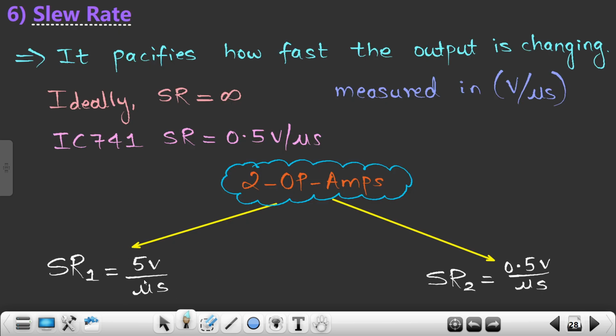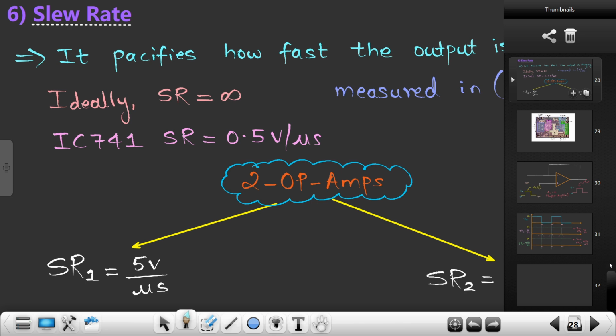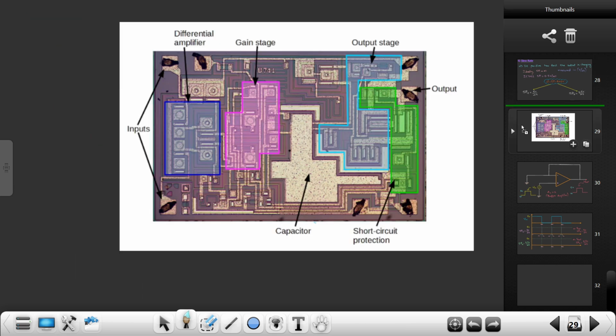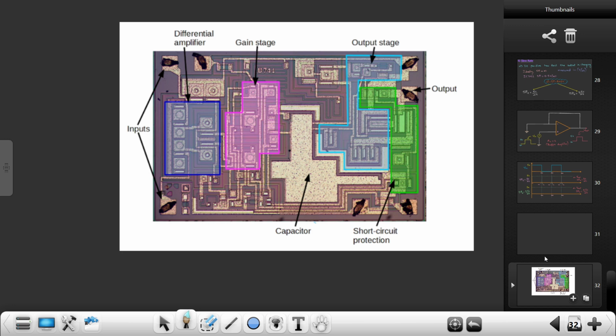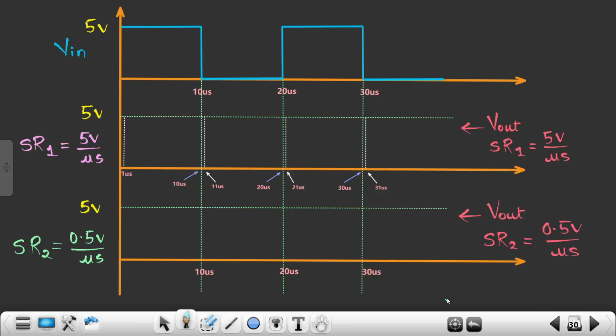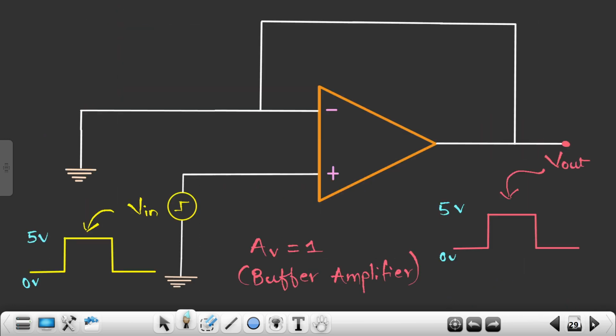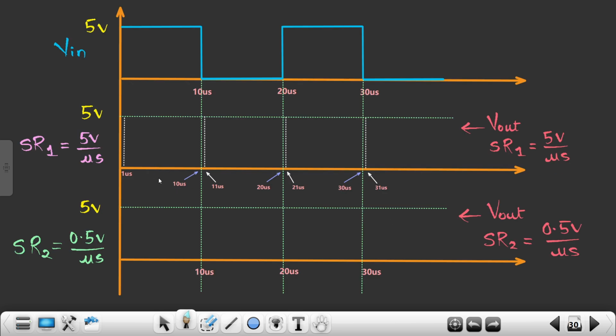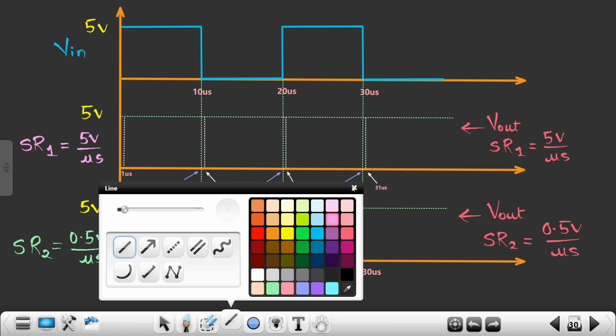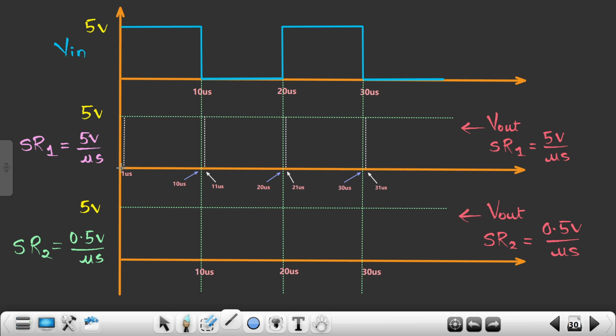Let's assume it has a slew rate of 5 volts per microsecond, and this particular Opamp has a slew rate of 0.5 volts per microsecond, okay. But before that, just a second, let me move this particular slide over here. Okay, so now just come over here. The Opamp which has a slew rate of 5 volts per microsecond, let's see what kind of output it gives to me. Yeah, you see over here I will get this kind of output.